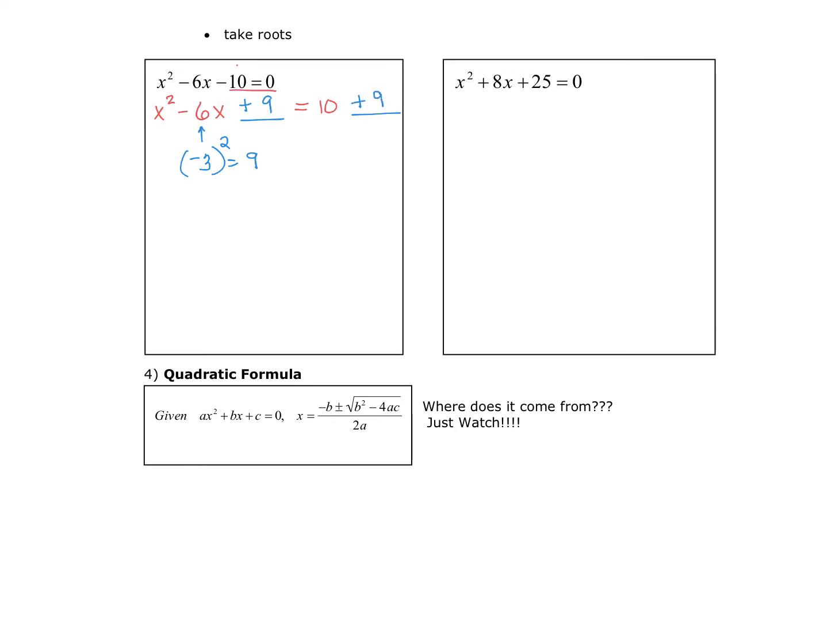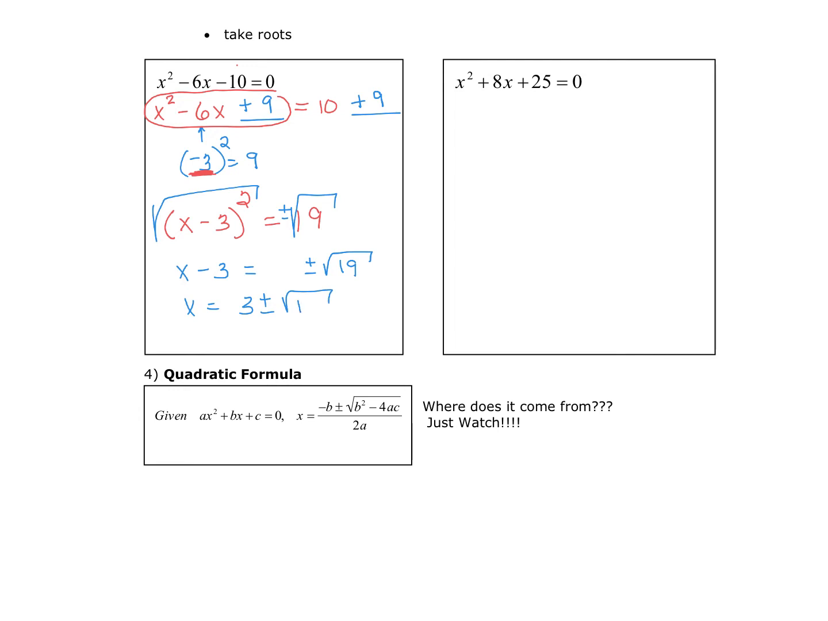Now what I've done is I have now made this a perfect square trinomial. It shouldn't be too difficult to factor because it's always going to be this half before you square it. So this is x minus 3 quantity squared equals 19. And then we can take our roots and get x minus 3 equals plus or minus root 19. And then adding 3, 3 plus or minus root 19.